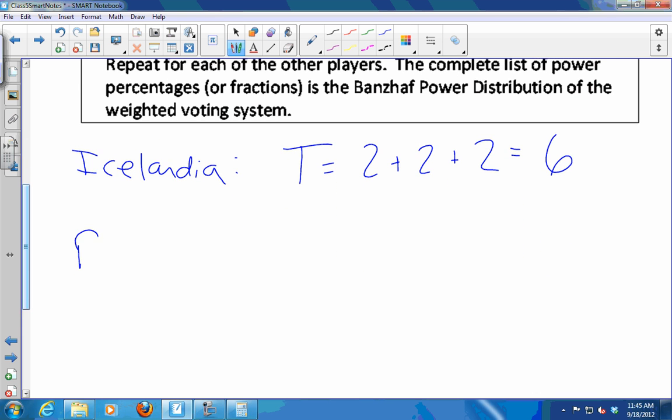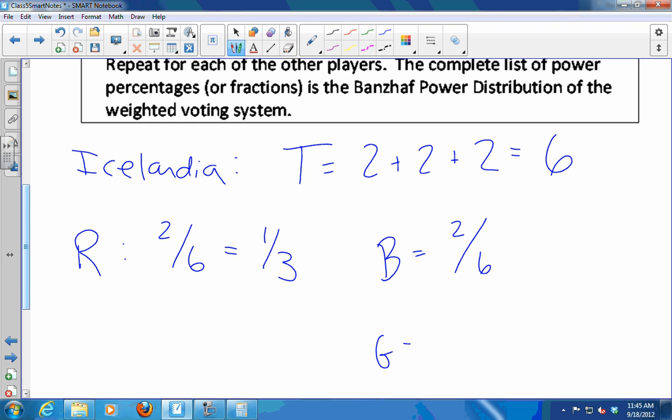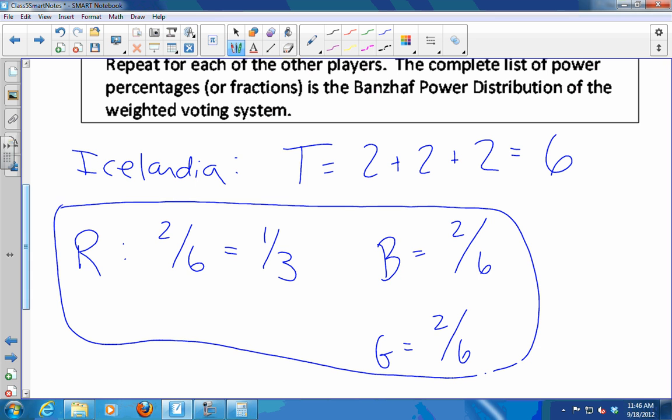So for red, we would do 2 over 6. Their critical count divided by 6 total critical counts, which is 1/3 of the power. Same thing for blue and green. Blue would also be 2 over 6, and green would be 2 over 6, giving each party 1/3 of the power. When you write out a list of all the power percentages or fractions, that's called the power distribution.